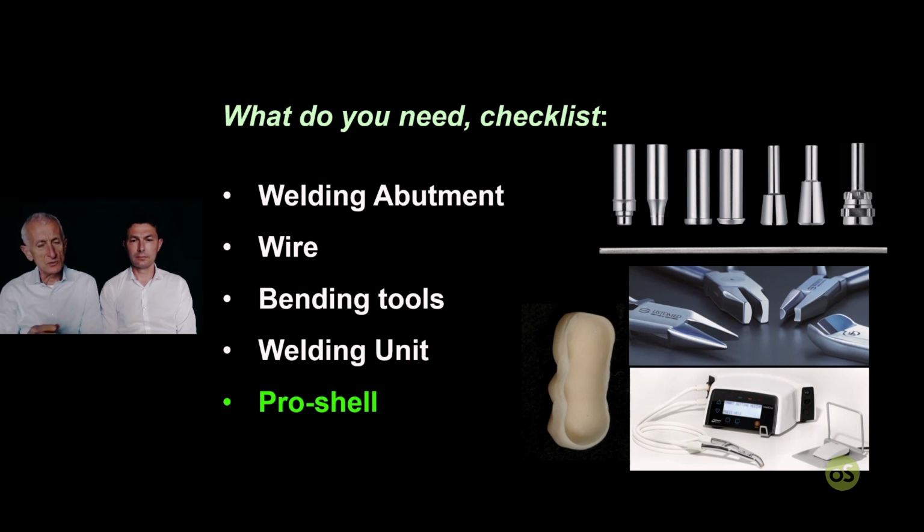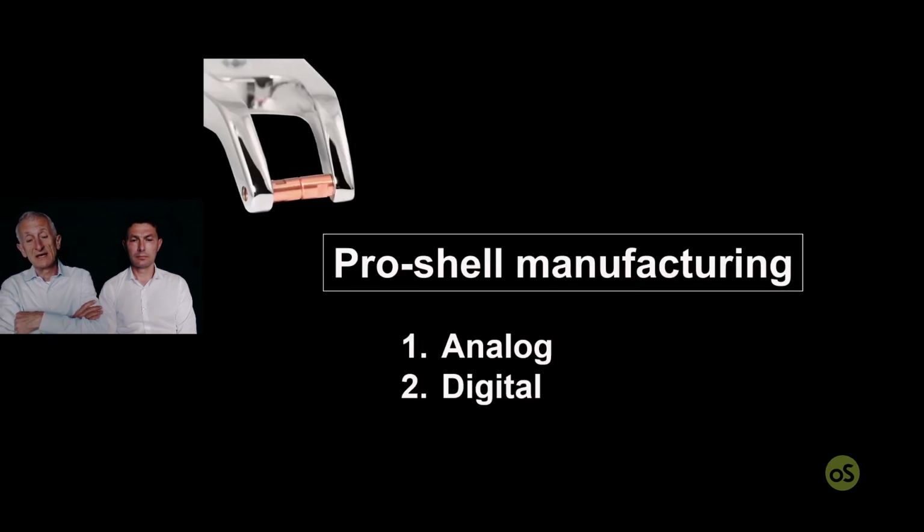So we have been through every single requirement. Now the last one, as you see in the slides, is the manufacturing of a prosthetic shell. That can be done with a couple of techniques. Basically, it can be done with a whole analog process or through a complete digital workflow.